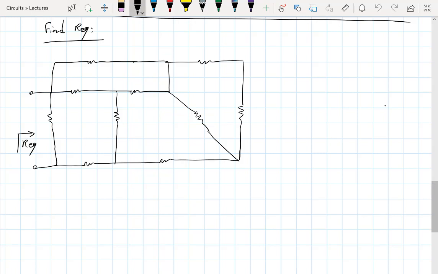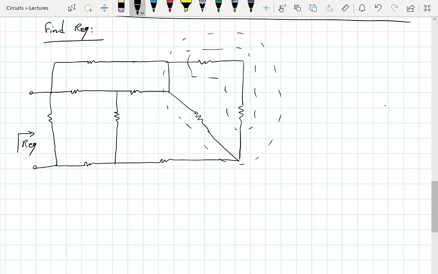OK, so let's try to do the same thing as before. Let's start recognizing what's in series with what and what's in parallel with what. So I hope we can see this again, so that those two will just add up to give us one equivalent resistance there. Now, if I have that reducing to one resistance, then I hope we can see that that combination is in parallel with this.